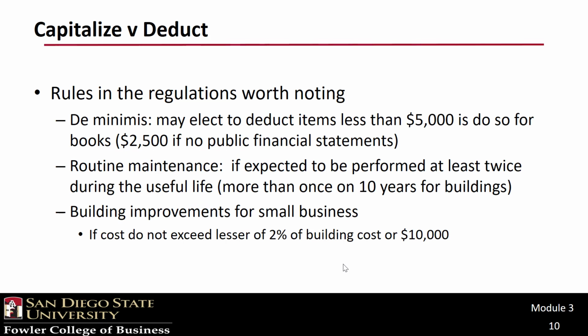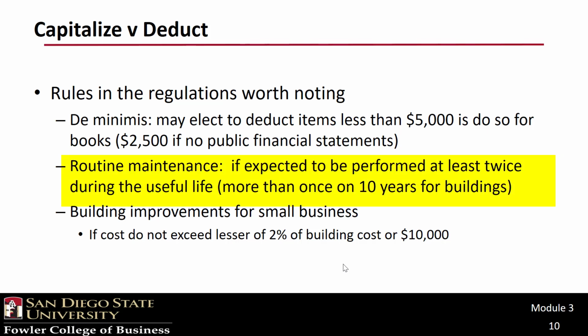A taxpayer can deduct all expenses up to $5,000 if number one, they also deduct the same costs for their books, and two, the taxpayer has audited public financial statements. But there's no reason to cry for privately held companies. They can do the same thing, but up to $2,500. The taxpayer must have a policy in place at the start of the year.